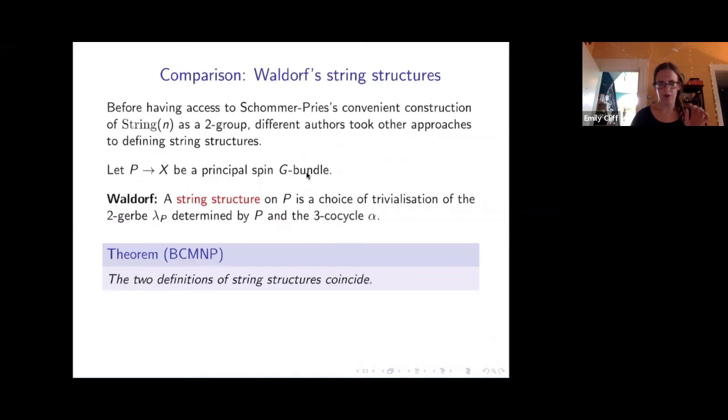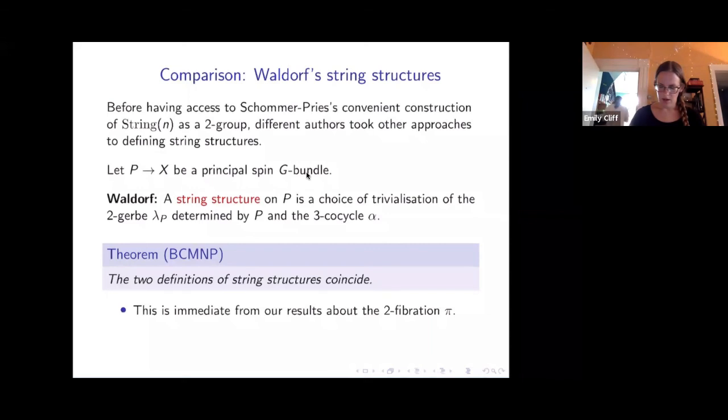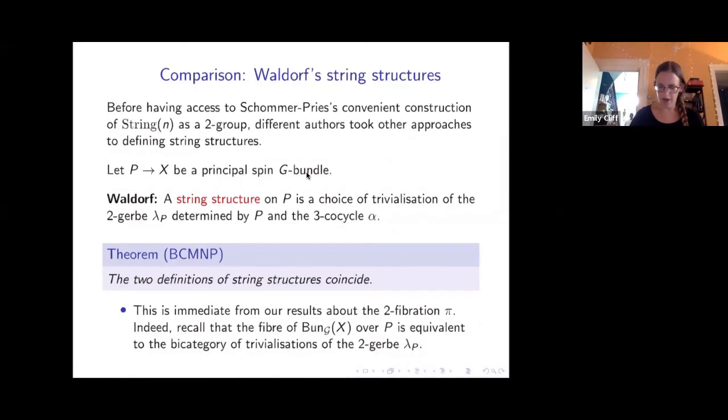But in light of our fibration, it is immediately obvious that the string structure definitions coincide, because the fiber of Bun_G over P, so lifting P to curly P, is exactly the same as choosing a trivialization of this two-gerbe. So this just falls out immediately, and this is impressive to me, because how did Waldorf come up with this definition without having access to the string group? But it's exactly the right thing.